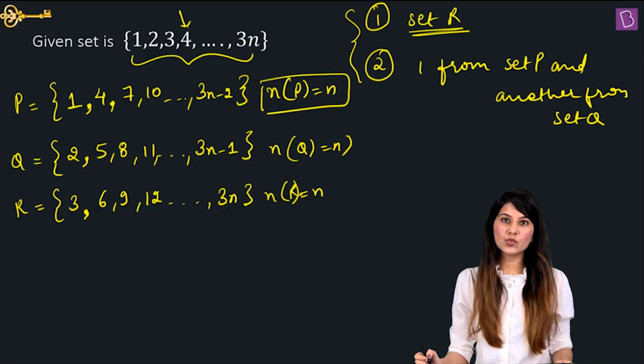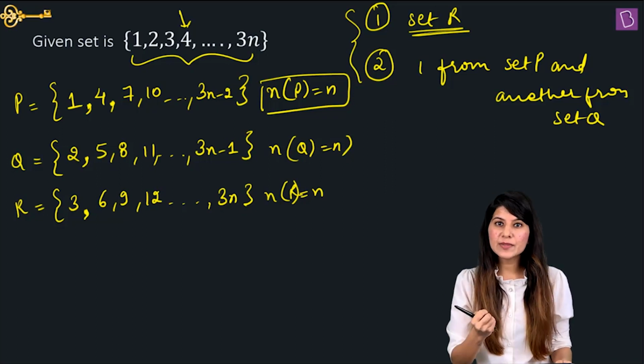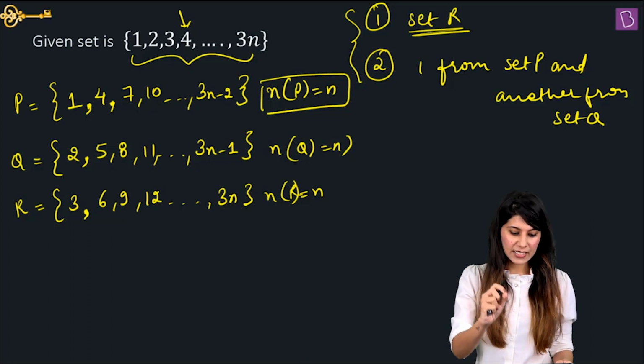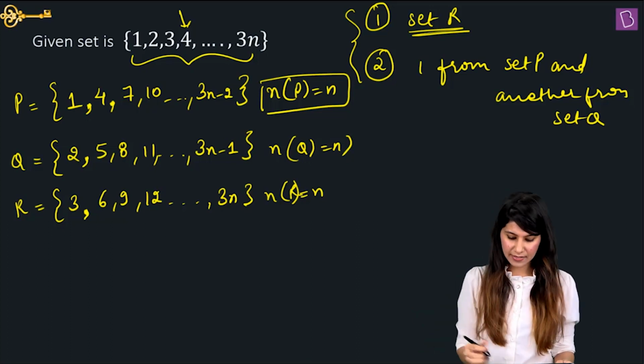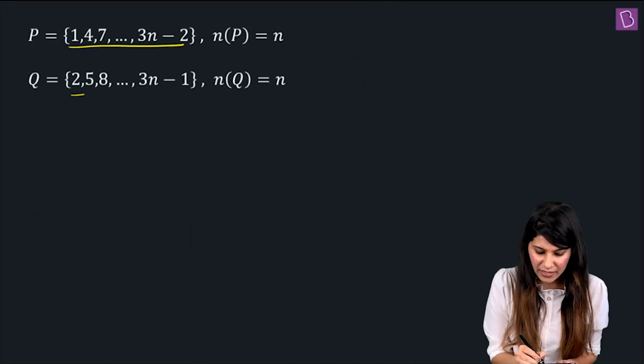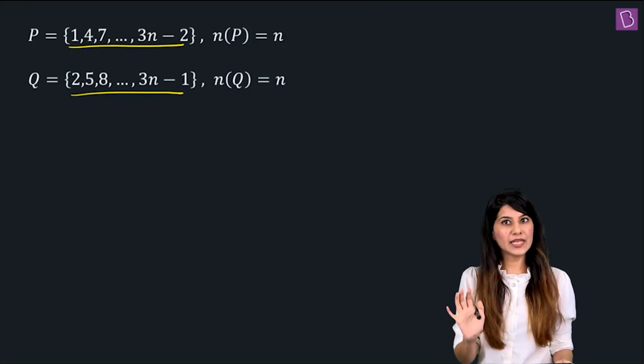Only 2 cases will give me 0 as remainder when you add both the numbers. First case, picking both the numbers from set R. Second case, picking one number from set P and one from set Q. That's it. Let's do that. So now we have already discussed, this is set P, this is set Q. We are picking one number each from P and Q.